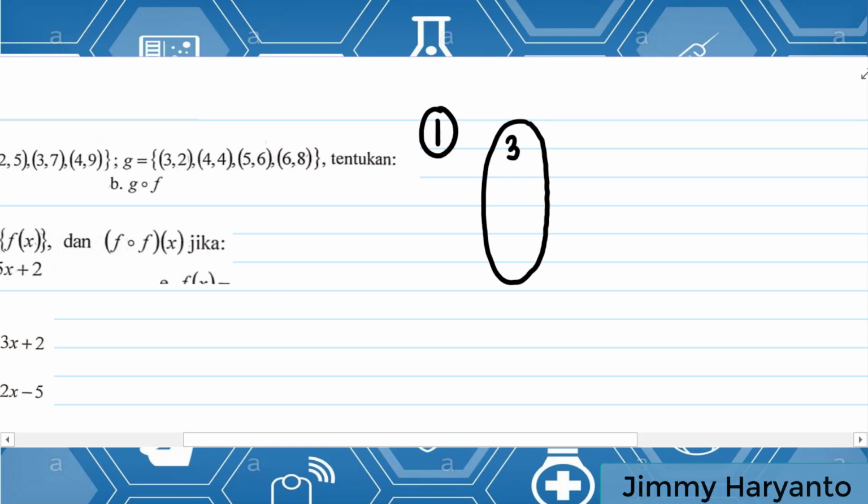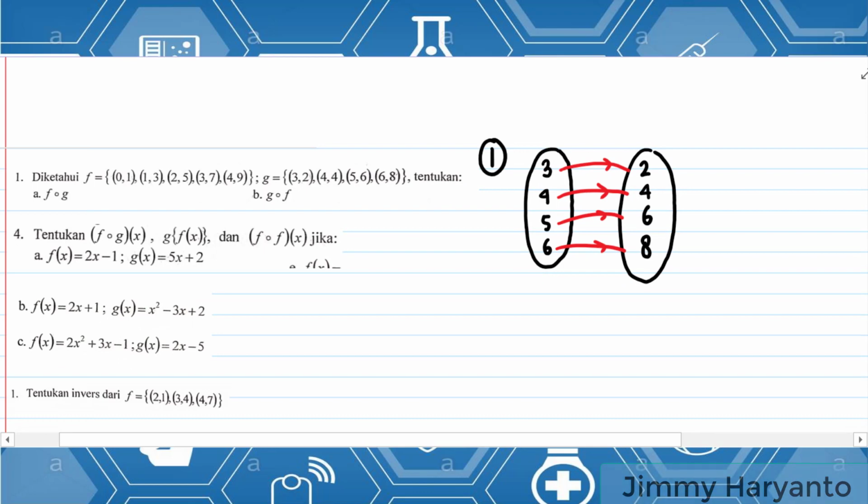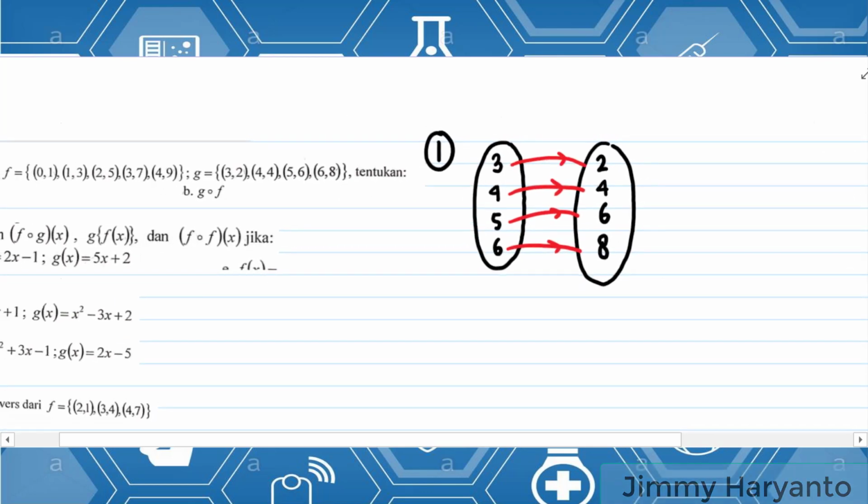We have 3, 4, 5, and 6 as the domain, and then the results will be 2, 4, 6, and 8. 3 goes to 2, 4 goes to 4, 5 goes to 6, 6 goes to 8, and then followed by F. Okay, for F we have 0, 1, but since we don't have 0 right here, we can skip that.